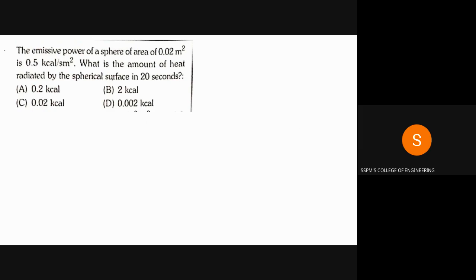For the next problem. This is on radiation: the emissive power of a sphere having the area 0.02 meter square. This emissive power is 0.5. What is the amount of heat radiated by the spherical surface in 20 seconds?